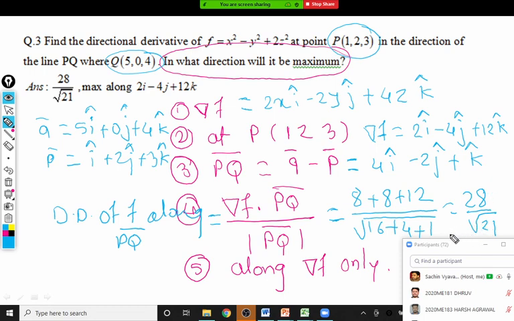And now lastly we have to say the directional derivative will be maximum along del f only, and that is along 2i minus 4j plus 12k. That's one.